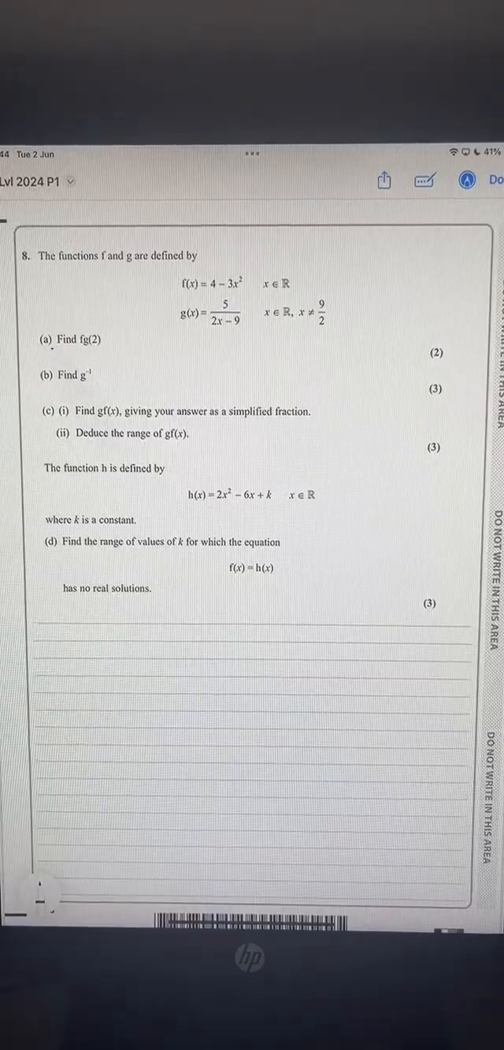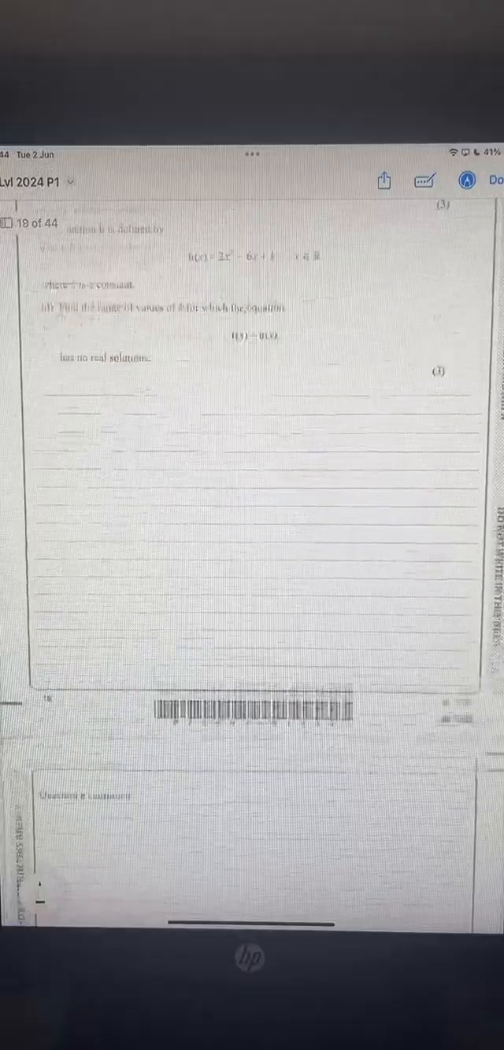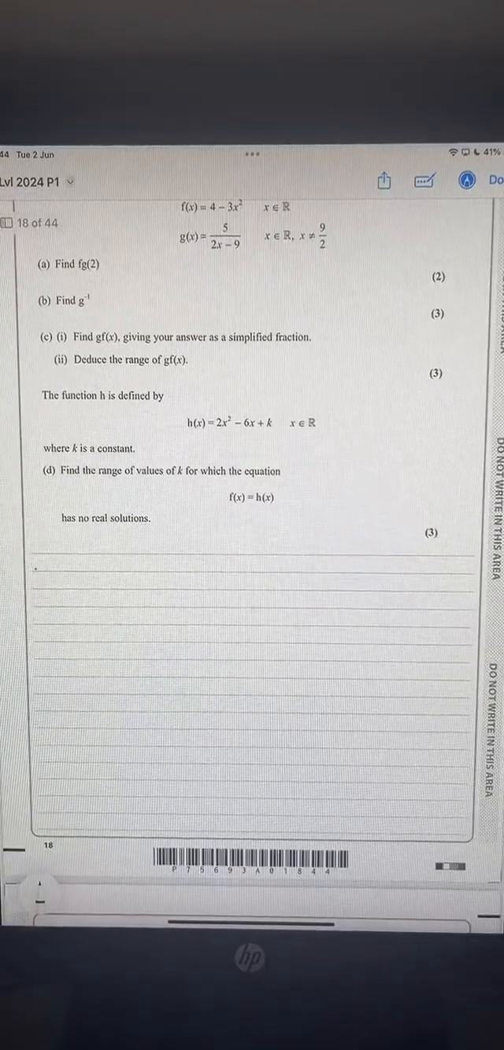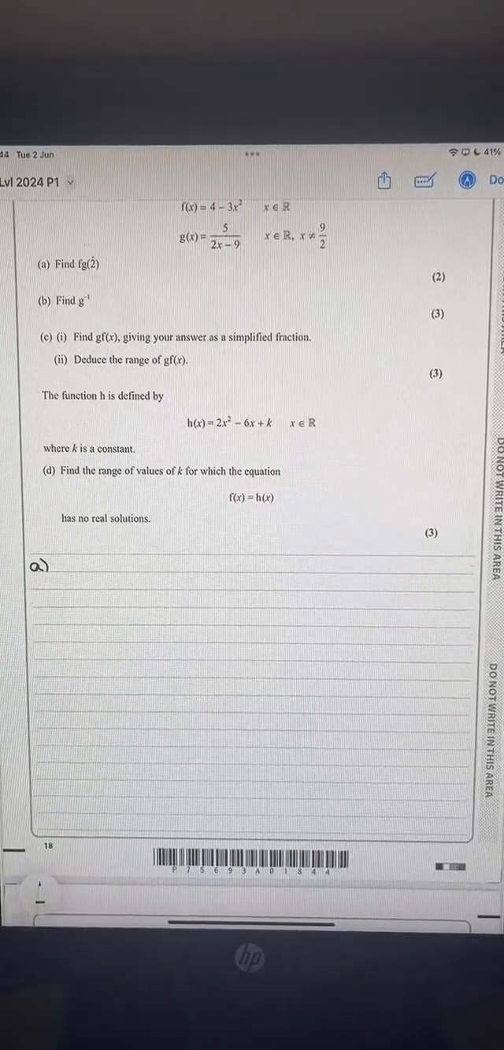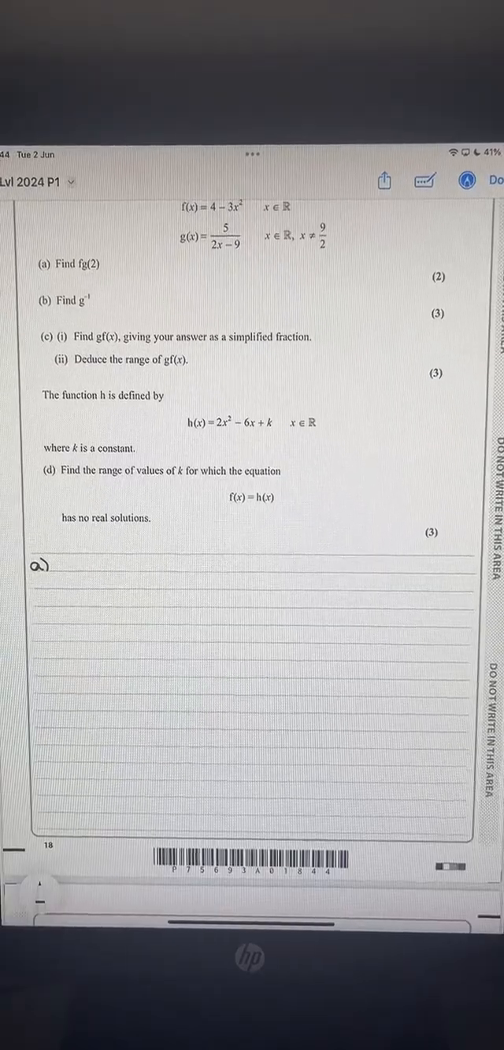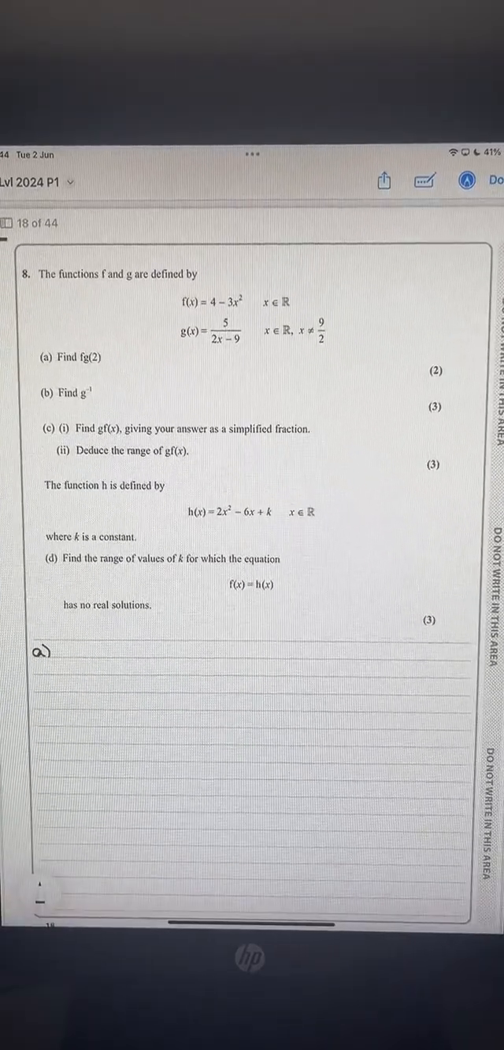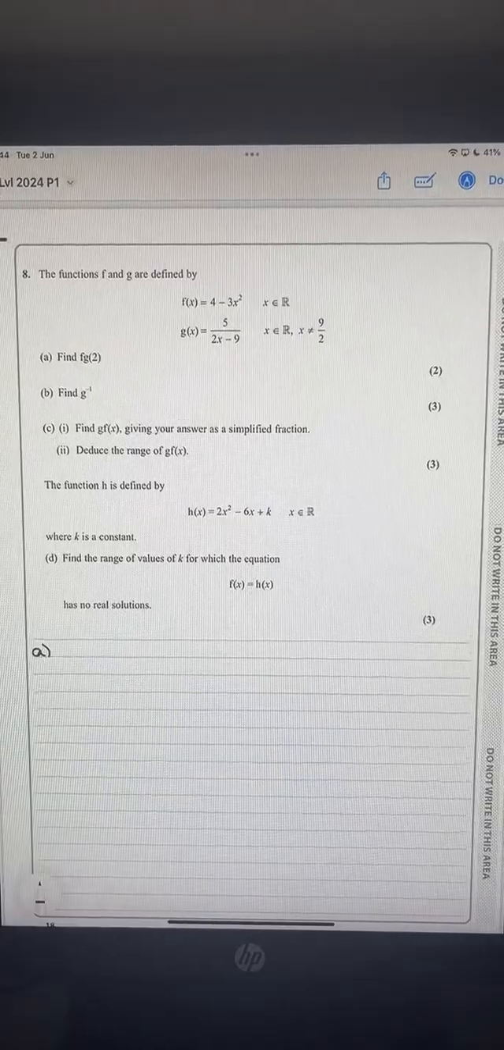So then for part A, find f of g of 2. And in my GCSE live, if you were there, which I doubt you were if you're doing this live, you work from the inside out. I said it's like Russian nesting dolls. So you first find what g of 2 is, then you find what f of g of 2 is.